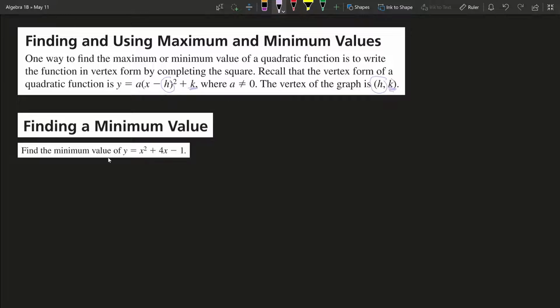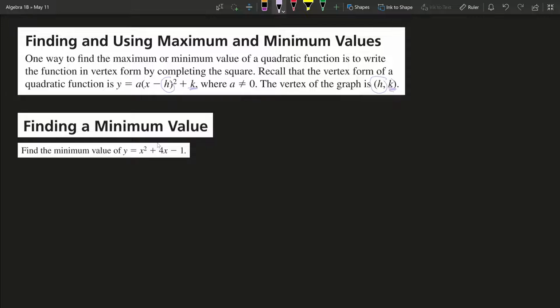Might have forgotten that. Alright, so for this one, it tells us that we need to find the minimum value, right? The first thing we're going to need to do, actually before we start that, remember, we need to write the function in vertex form. So if it helps, rewrite this equation up here for your own sake, and then let's get started.